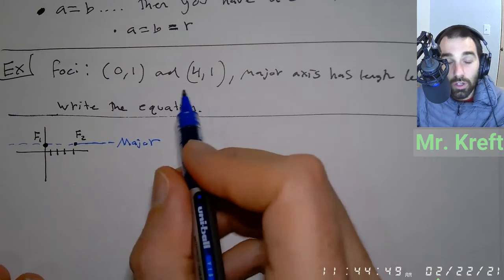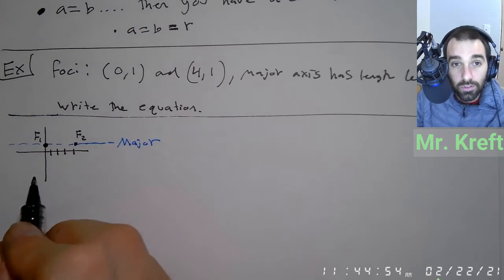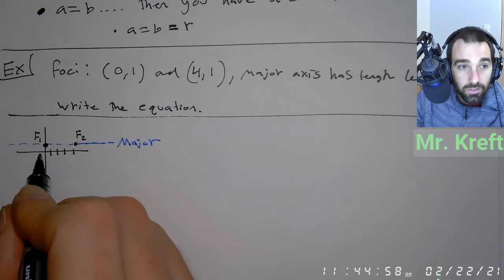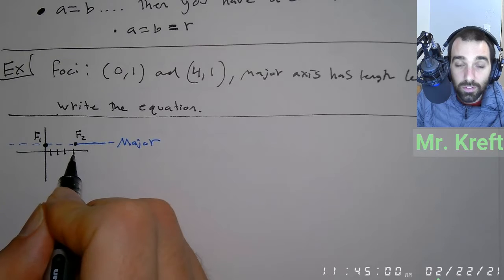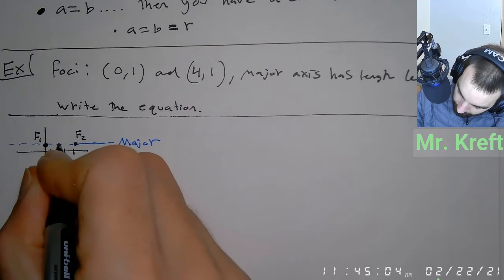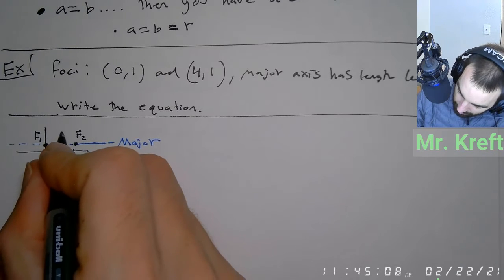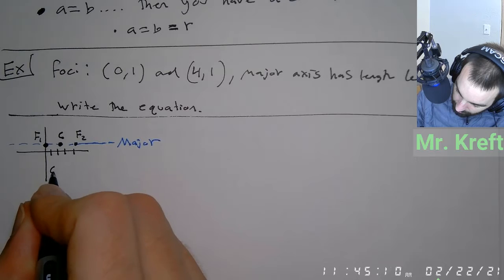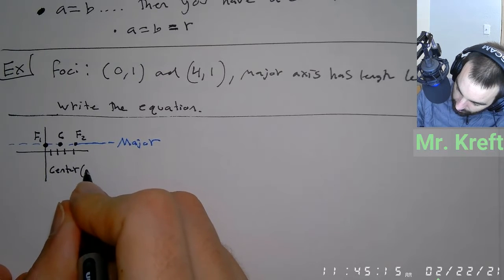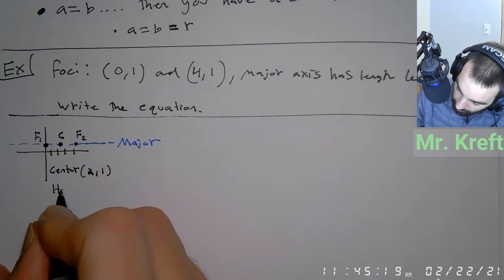Okay. Now, we also know that our 2 foci are going to be the same distance from our center. So if they're the same distance from our center, and this is at 0 and this is at 4, what's halfway between 4 and 0? That's going to be at 2. I didn't draw this very square, did I? So this is going to be my center. So then I know my center is going to be at (2, 1), which is halfway between the foci.